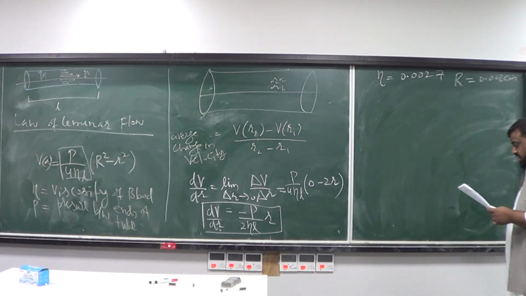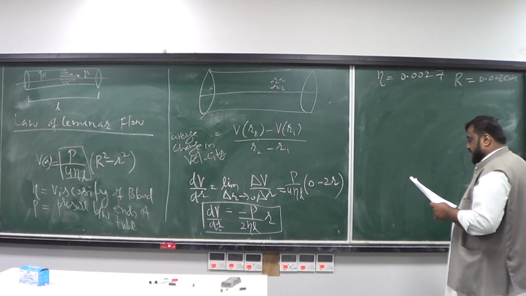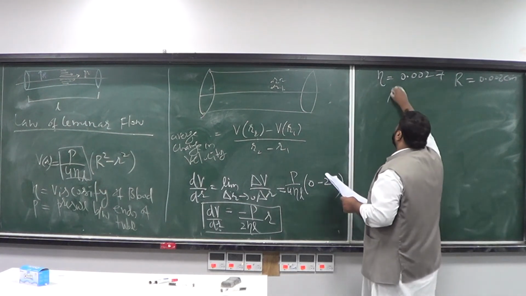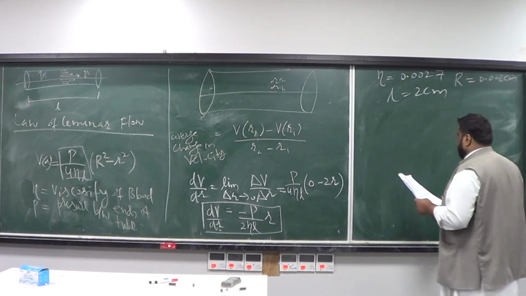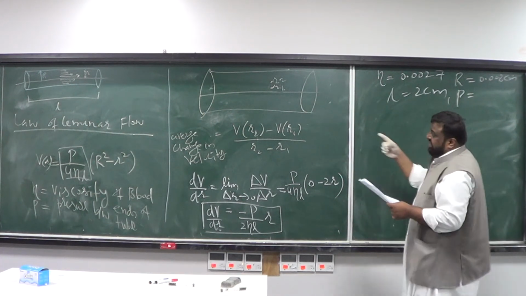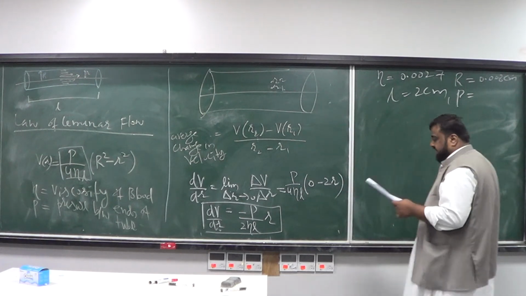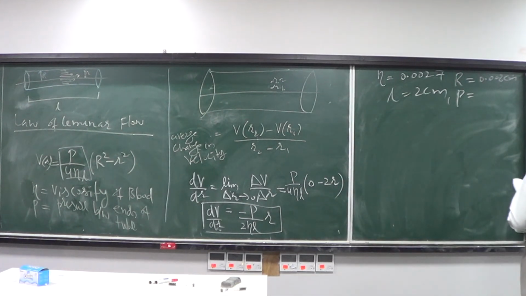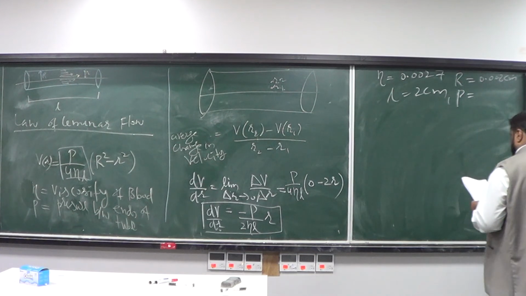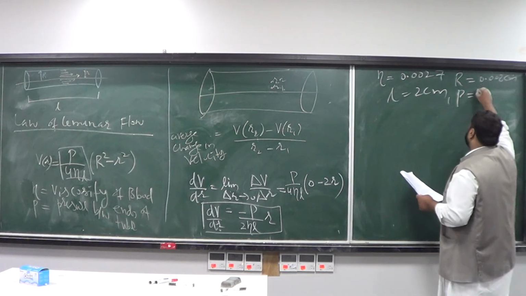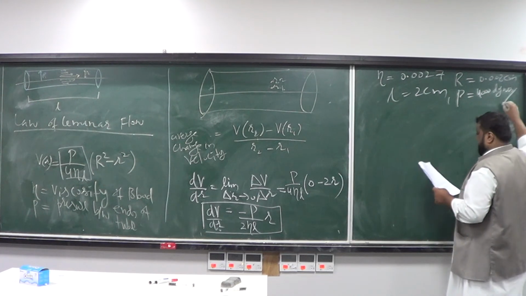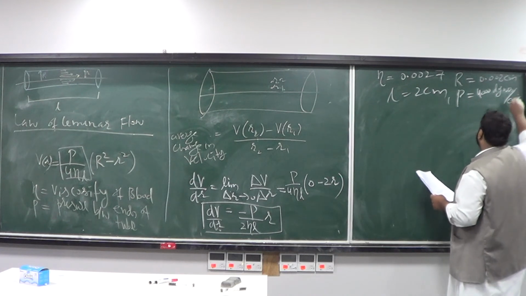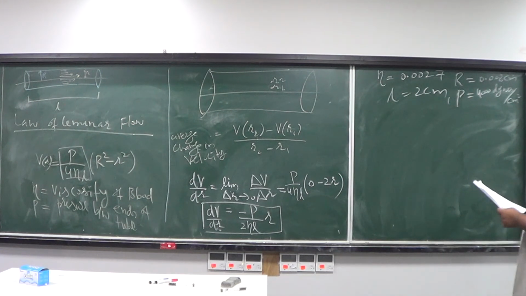And the length of the whole artery is 2 centimeter, and say the pressure between the end points of the artery is 4,000 dynes per centimeter square. There are different units for it, 4,000 dynes per centimeter square.